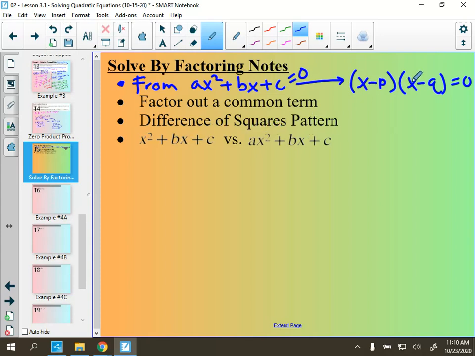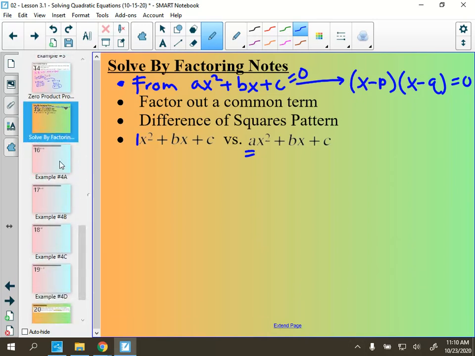factoring when my a value is 1 versus when my a value is something other than 1. So that's what we've got to get through. There are 4 examples. We're basically going to do a factoring out example, a difference of squares pattern, and then one of each of these 2 right here. Okay, so let's just jump in and go.